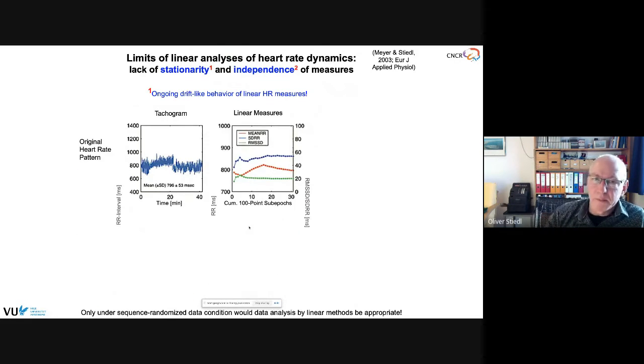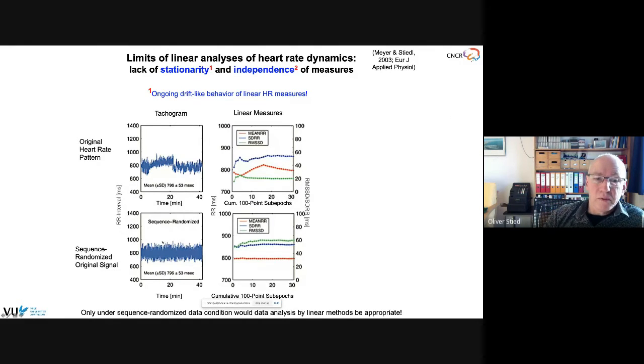Now, there is one problem that I would like to expose you to, which is very important to note. If we look at heart rate as a function of time, and we cumulatively measure linear measures such as the mean heart rate, the standard deviation, or the root mean square of subsequent differences, we see drift-like behavior. This is the heart rate in its temporal sequence. And we see drift-like behavior except for the root mean square of subsequent differences. This is what we call non-stationarity. It's a physiological measure.